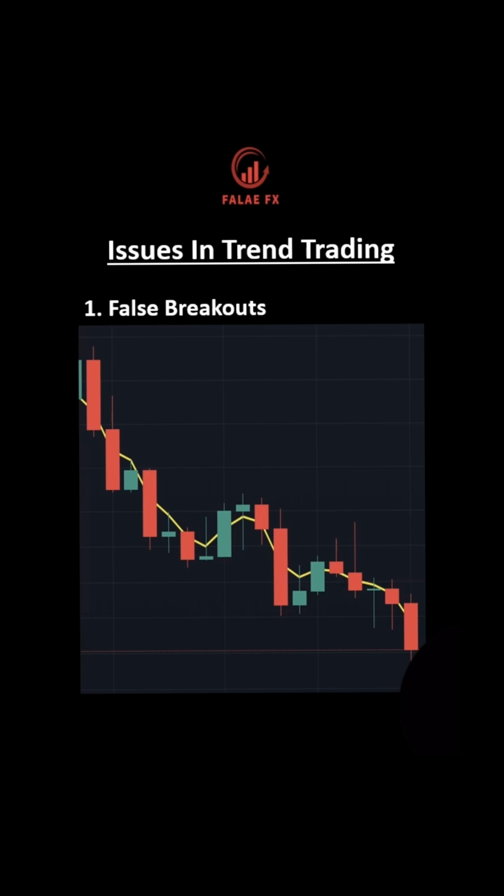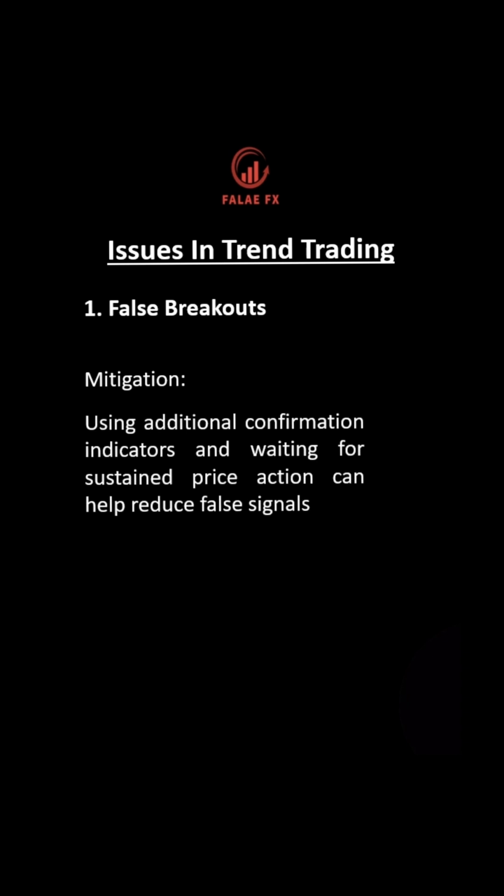So you should be aware of false breakouts. Don't just stick with a trade because you assume it's going to be a trend, because it's not always a trend. You can mitigate the false breakouts by using additional confirmation indicators and waiting for sustained price action, and this can help reduce false signals, but it doesn't always work. It just helps you minimize how many false signals you're actually taking.